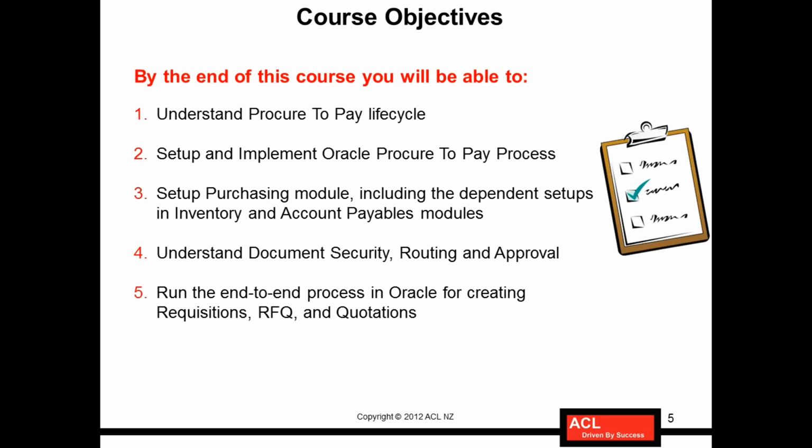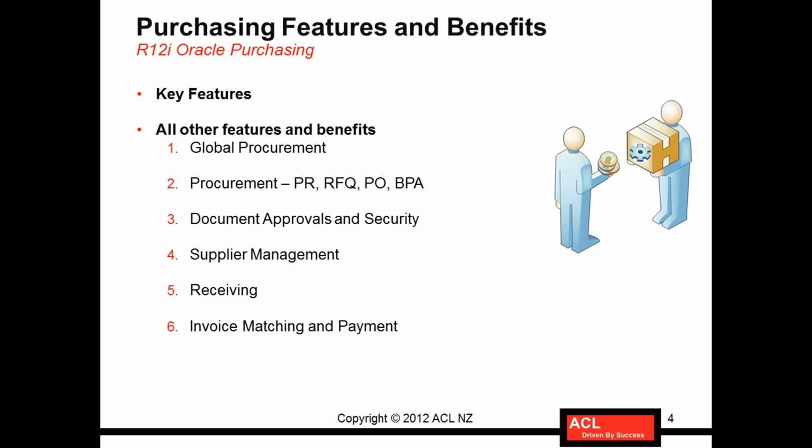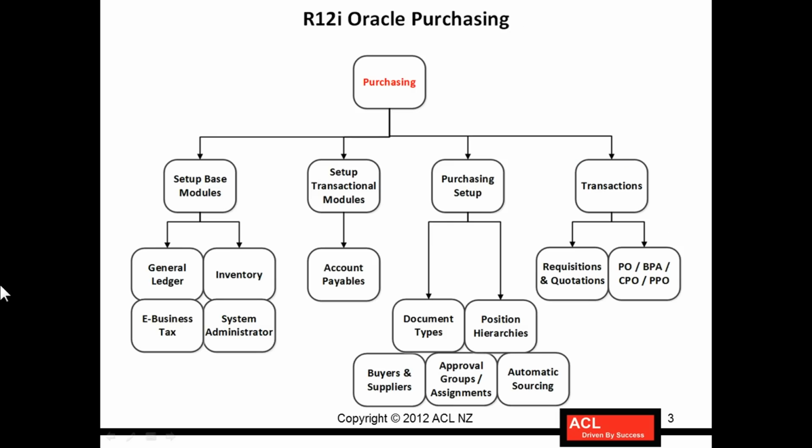Coming to the course objective, by the end of this course you will be able to understand the complete procure to pay lifecycle. What I've just described is just a summary, but we are going to go into detail and understand each component of the procure to pay lifecycle, right from requisitions to sourcing to purchasing to finally payments. Then we will set up and implement the procure to pay process. I'm going to demonstrate a number of dependent setups as well, which are a part of, say, your inventory, e-business tax, general ledger module, or system administrator module.